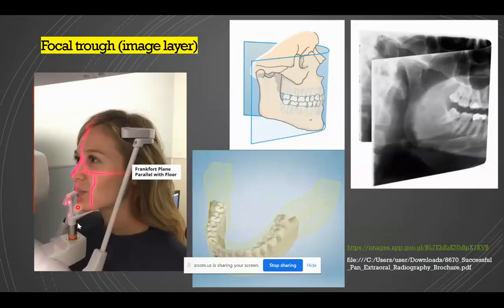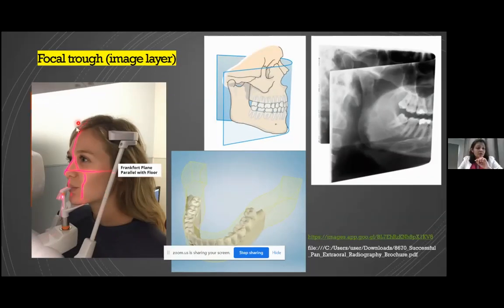So this is how your patient is positioned. I have taken this image from a source, and this is the area of the jaw that gets captured. Eventually the X-ray machine is able to show you one particular slice of your maxillofacial region, so that it gets spread out wide and is seen as a flat panoramic image. That is the reason why that area of the jaw has to be positioned correctly in the focal trough or the image layer. It's important that you follow the guidelines.